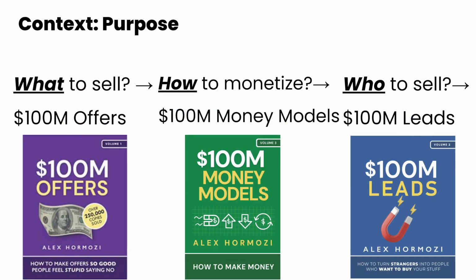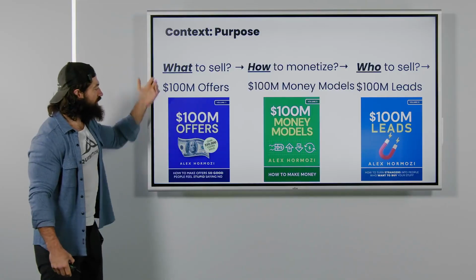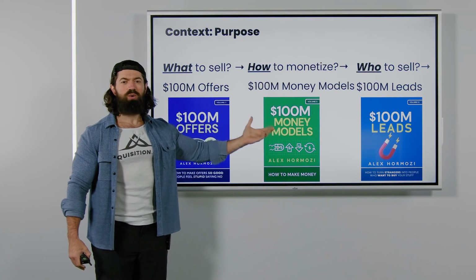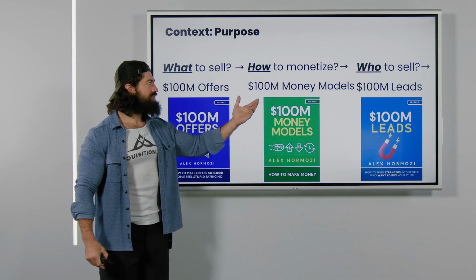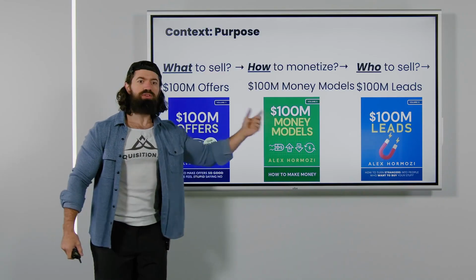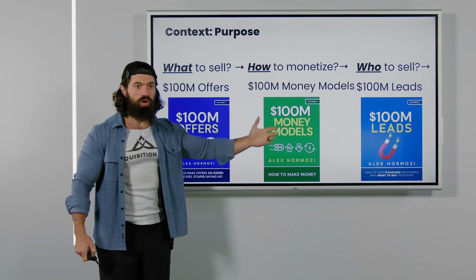Well, Money Models exists between both of these books, and it's about how to monetize. If you have something to sell, and you have people to sell it to, then the question is: how do I get them to give me money? How do I get them to buy more stuff from me? How do I actually make a profit from this? And how do I profitably advertise in order to let even more people know? All of those questions were answered in this book.